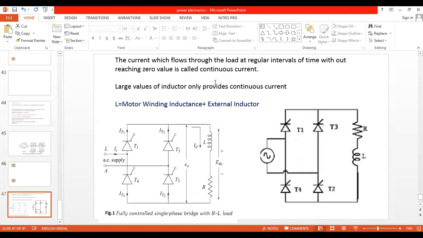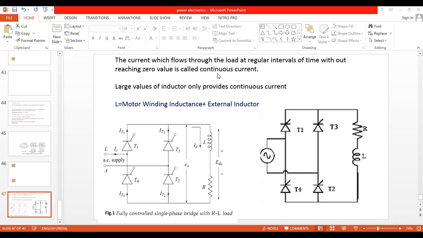These are the points that are missed in any textbook if you study. First, a clear-cut definition of continuous current. Before we explain the fully controlled converter in the examination, we must highlight which circuit is the right one. And just after drawing the circuit, many people will represent the circuit, but what exactly does the inductor stand for? Inductor L is equal to the motor winding inductance, which means armature inductance and field winding inductance, plus the external inductor. Why are we using an external inductor? The external inductor is used to provide the continuous current.